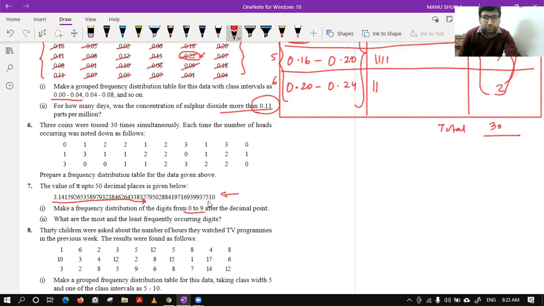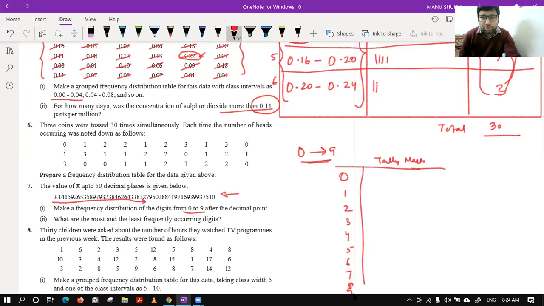So again, first is your class intervals. In this case, interval is not required because digits are only 0 to 9. So we can directly take 0, 1, 2, 3, 4, 5, 6, 7, 8, and 9 in the first column. In the second column, you can again make the tally marks. Then you can make that frequency table. So again, you have to start like that.